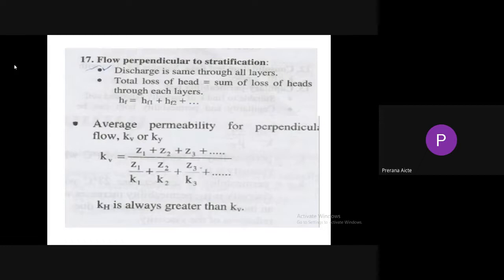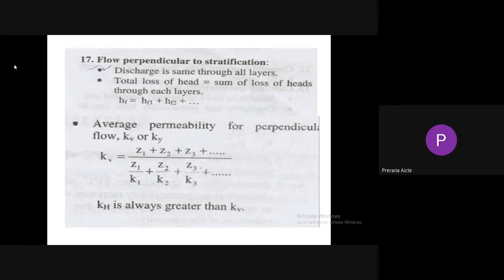The second case is flow perpendicular to the stratification. Discharge is the same through all layers. In the case of flow perpendicular to stratification, discharge is the same for all layers. Total loss of head equals the sum of the loss of heads through each layer. HF equals HF1 plus HF2 plus HF3 up to HFN.